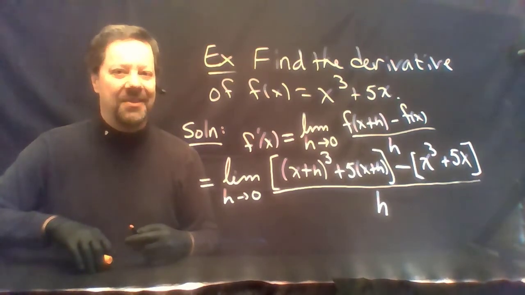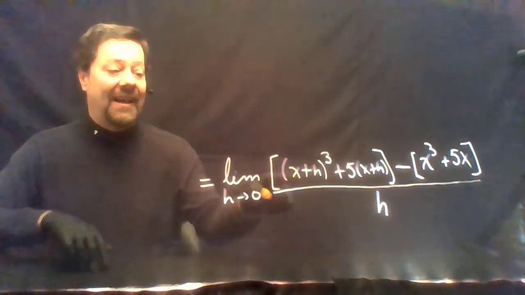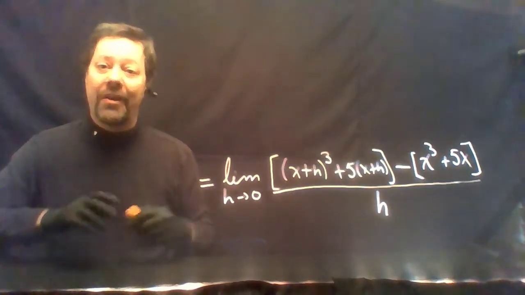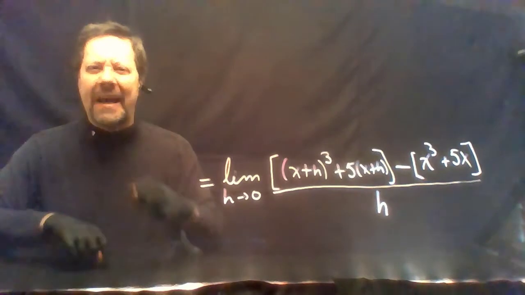Divided by h. Now, how do I carry out a perfect cube like this? I need to FOIL that out. Do you remember Pascal's triangle?